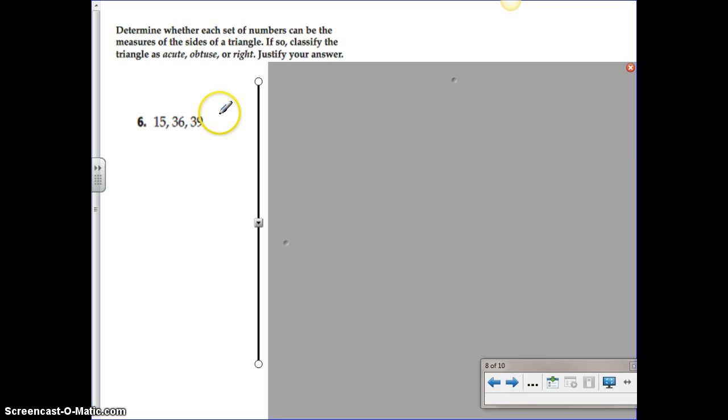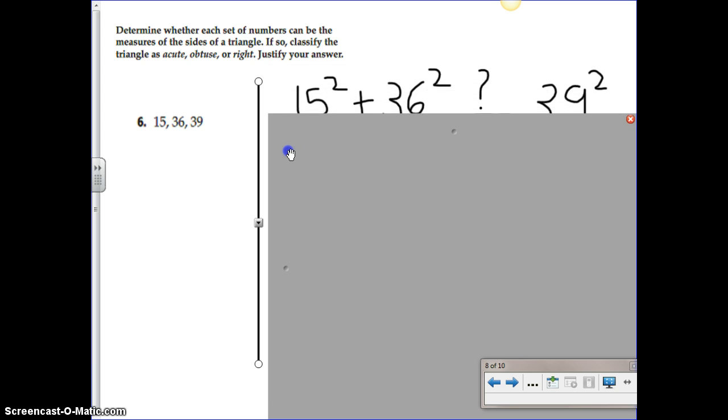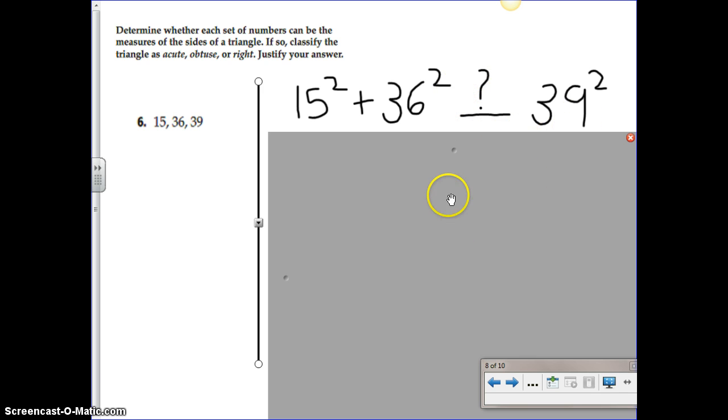So let's check this out. It says determine whether each set of numbers can be measures of the sides of a triangle. If they can, classify the triangle as acute, obtuse, or right. So we have 15, 36, and 39. We're going to set up our equation a squared plus b squared, and we're not sure about this. Is it equal to, is it greater than, is it less than 39 squared?